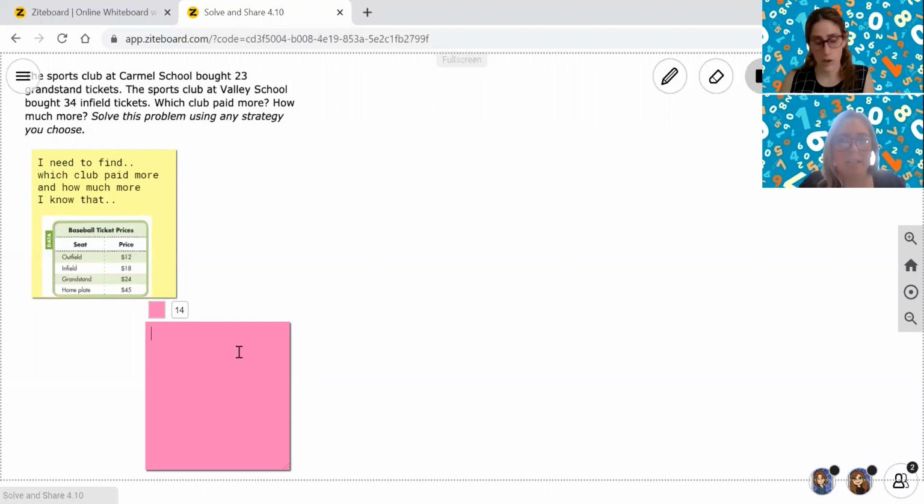Then after multiplying, I can compare using subtraction to see which club paid more and how much. So after we find the cost, we have not completed the problem, right? No. After we find the cost, then we need to subtract to find how much more one club paid than the other. Great. Let's set up these equations on this pink sticky note.